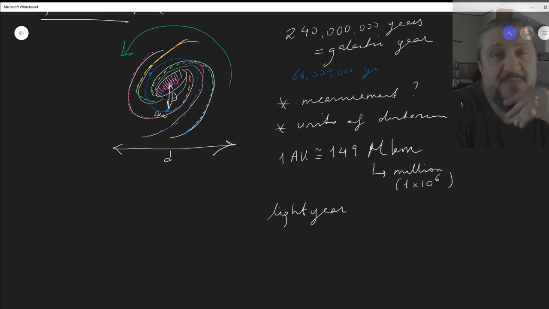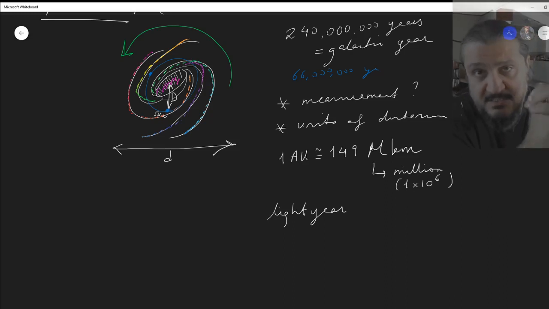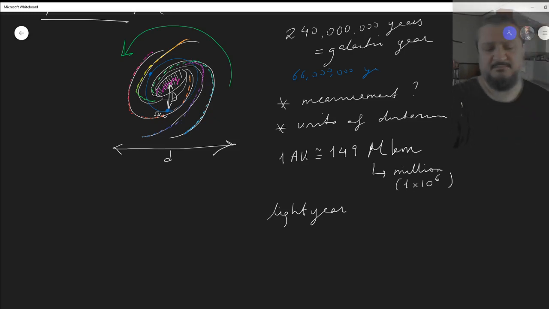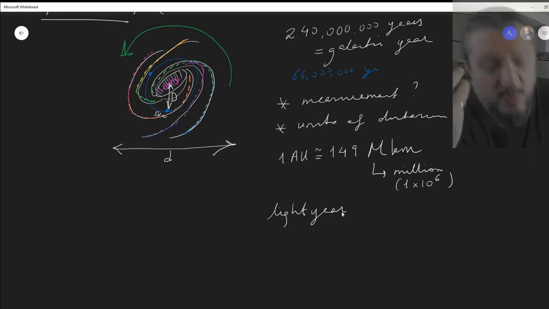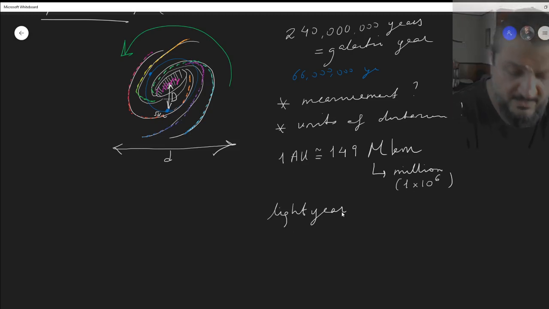And why do we use light year? Because the speed of light is a constant of nature. In all directions and in all reference frames, the speed of light is the same. Okay, we can talk about it later in the semester, why that is the case or how do we know, etc. But for now, let's just keep in mind that the light year is the distance light travels in 1 year, 1 Earth year, okay?